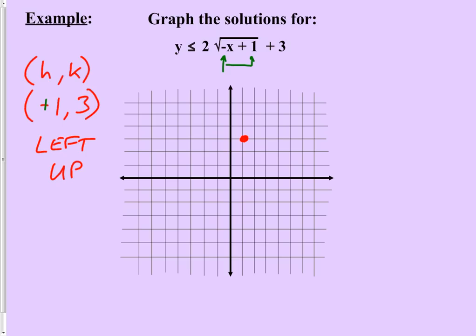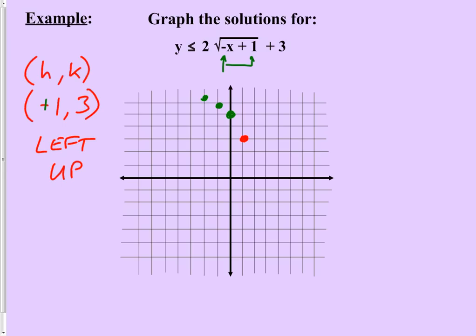Now, as it moves 1 unit over to the left, the parent function would move 1 unit up, okay? But our graph is moving twice as fast, so it should be 2 units up. As we move 1 more step over, the parent function would move up 1.4, but ours is moving twice as fast, so it should be 2.8. As we move 3 steps over, the parent function moves up 1.7. Ours is going twice as fast. That would be 3.4. Okay.